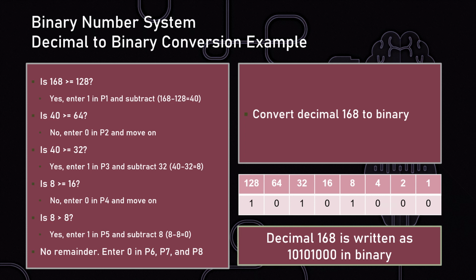Is 8 greater than or equal to 16? No. So we'll put our 0 and move on. Is 8 greater than or equal to 8? Yes, it's equal. So we're going to put a 1 in position 5 and subtract 8. Now that we've got a 0, we have no remainder, so the rest of the string becomes zeros. So decimal 168, as we saw from our previous slide, is verified as being 10101000.